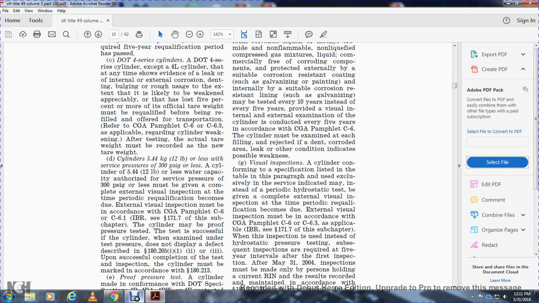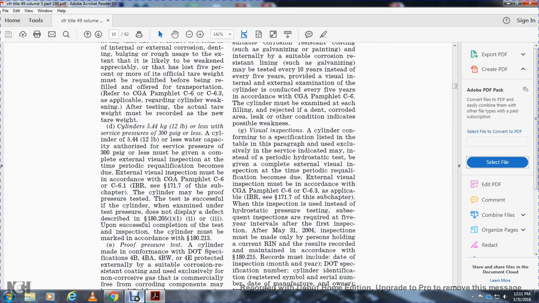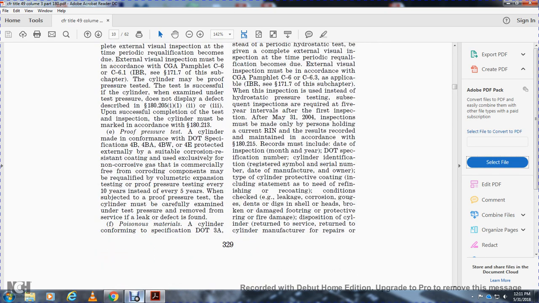Cylinders must be approved with the pressure test. If the test is successful, cylinders examined under the test pressure that do not display the defects described in 180.205(i)(1), (2), and (3) upon successful completion of the test and inspection, the cylinder must be marked in accordance with 180.213. Proof of pressure test.